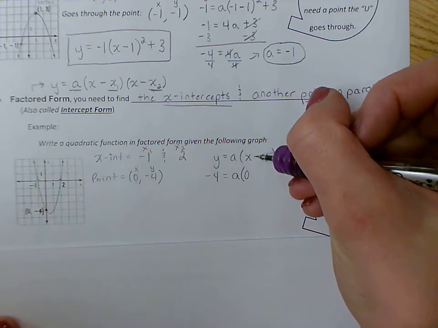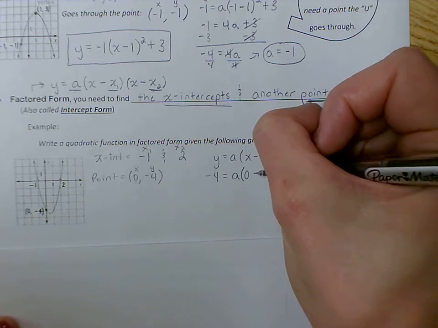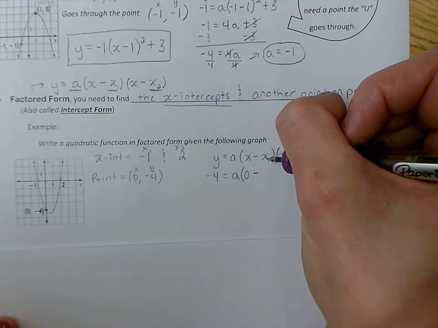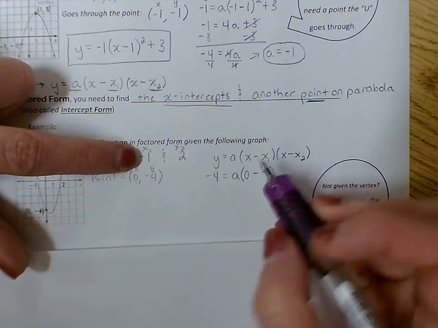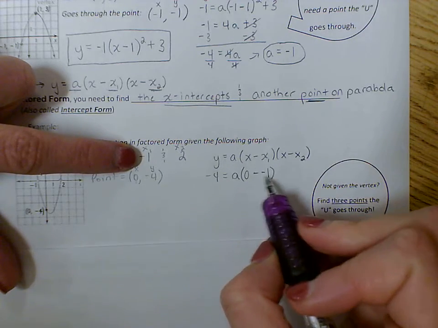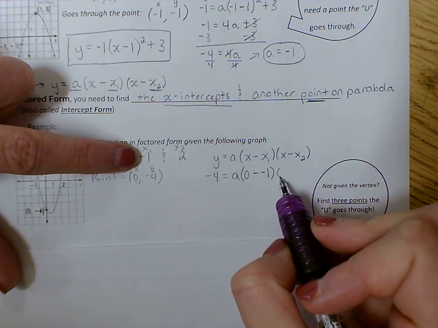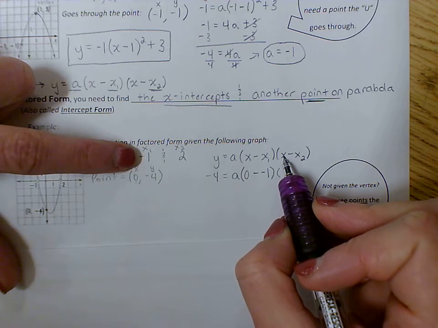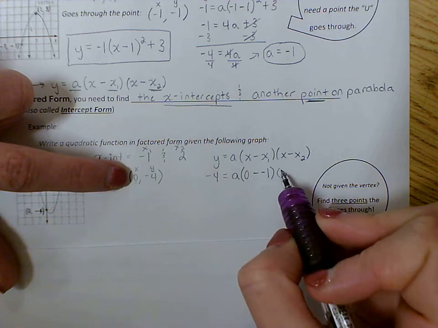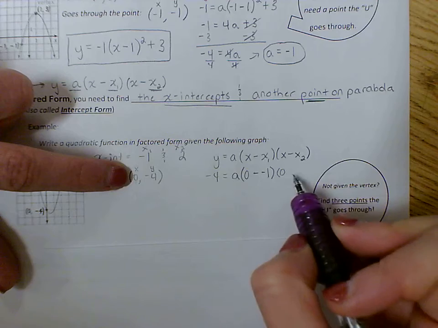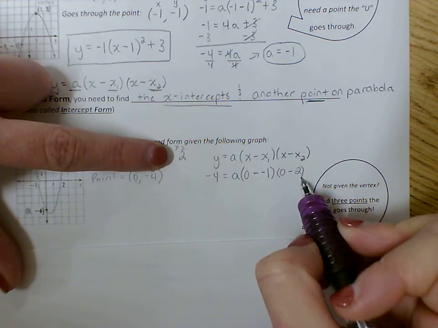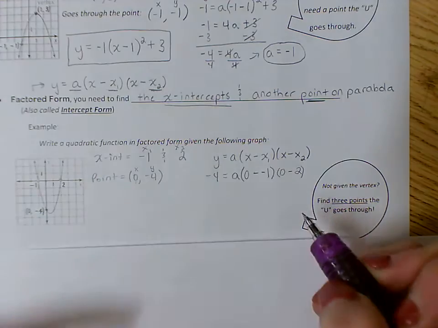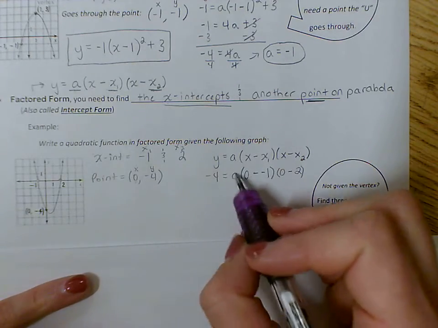And then it's 0 minus my x-intercept. My x-intercept, one of them was -1. So notice you put this minus that number. And then for the other one, there's my x value again. So you have to actually plug in your 0 again, minus my other x-intercept, which would be 2. Okay, so now it's just a matter of simplifying and then solving for a.